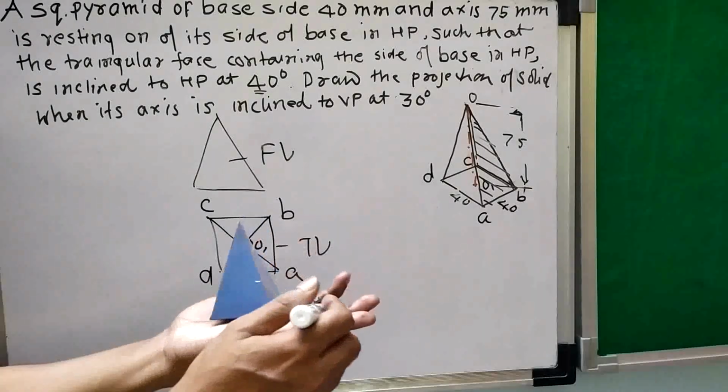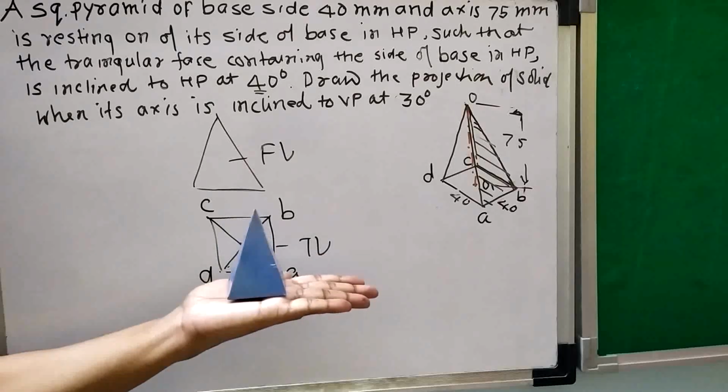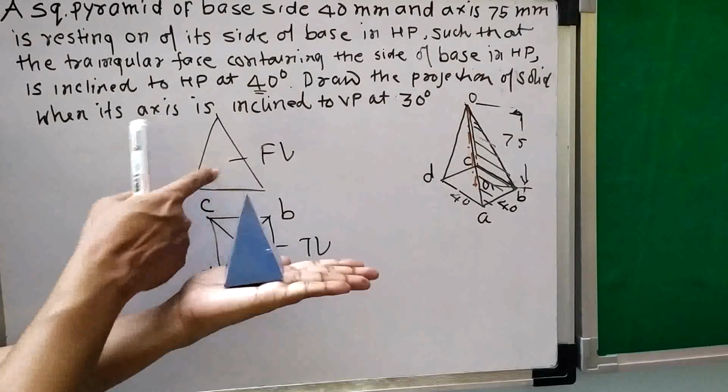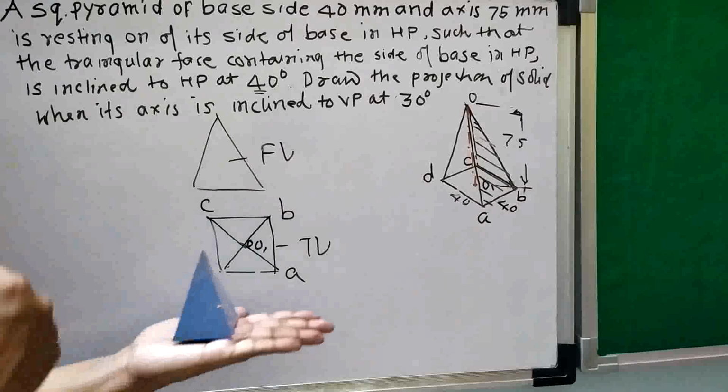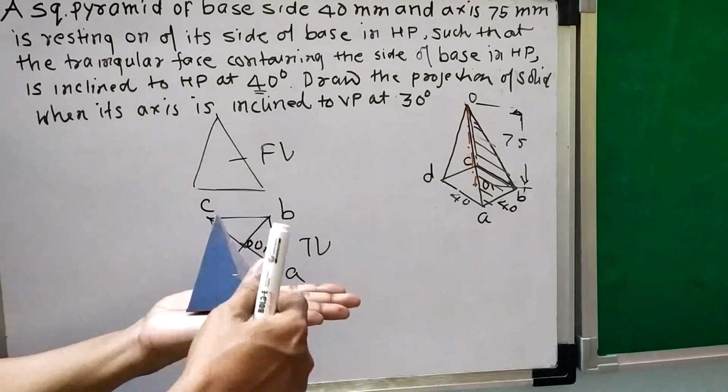So I will keep this in the first position, right? After keeping this in the first position, I will see this is a front view and this is a top view, right? Now what I have to do, this is the side AB resting.